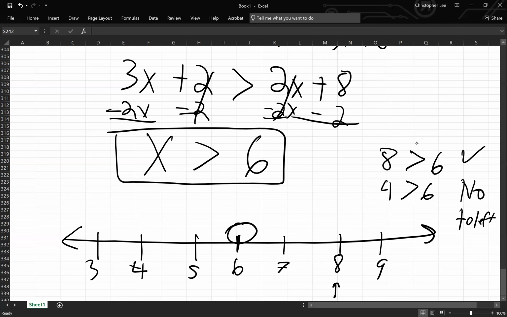How did you go from 3X minus 2X to it just being X? 3 minus 2 is 1, or 1X, I mean. Anything times 1 is just itself. So 1X is just an X. So I know I have to go this way. X is greater than 6.